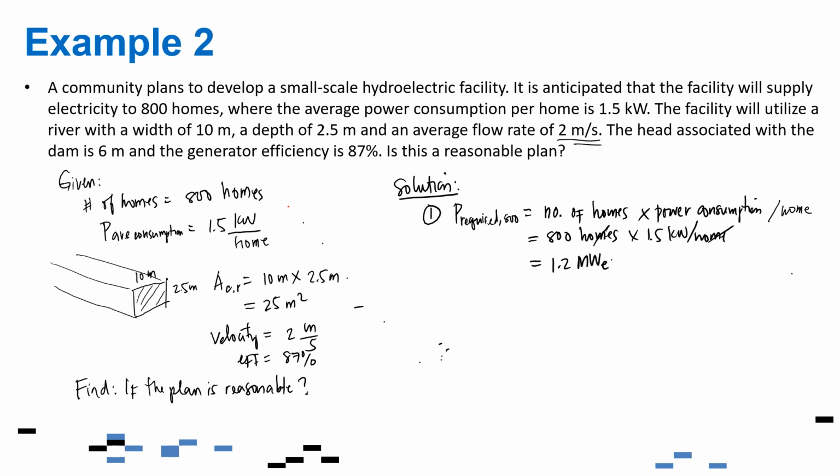So this is basically the amount of power that is needed. The minimum electricity coming from the hydroelectric facility should be 1.2 megawatts. Otherwise, it's not feasible for that power plant to provide the power needed. So now let's solve for the amount of electricity provided by the facility.